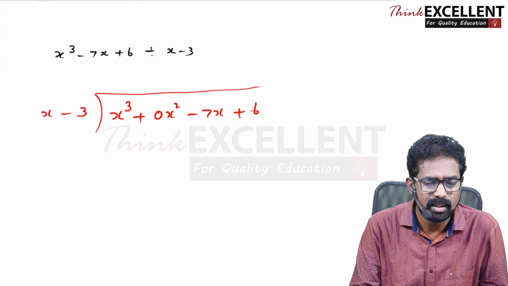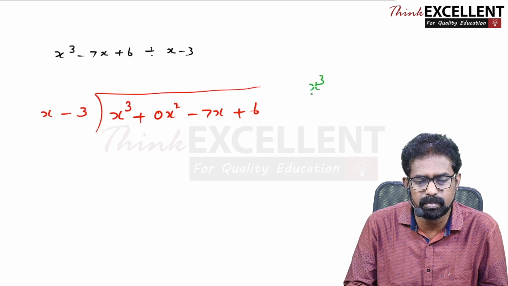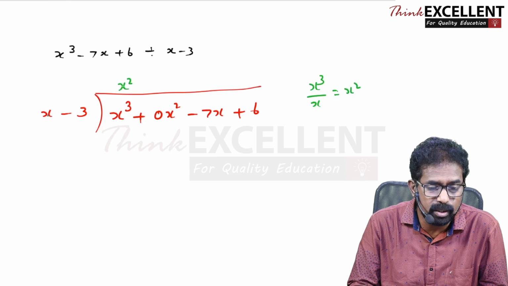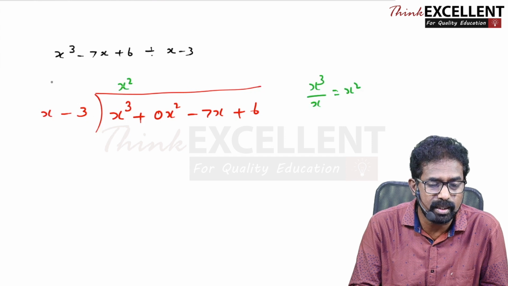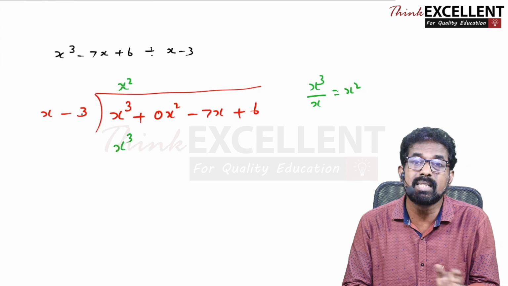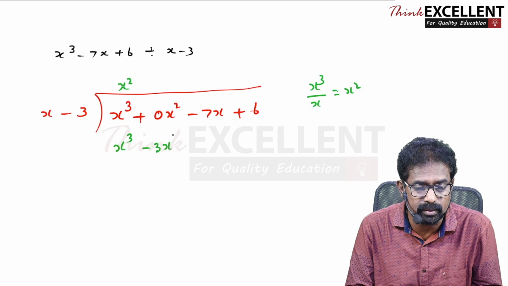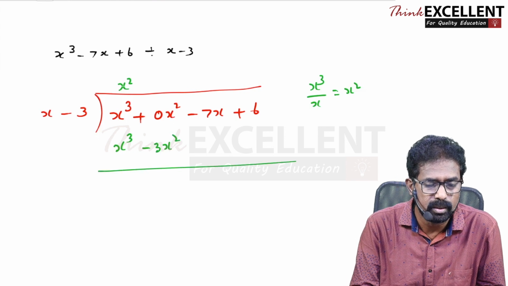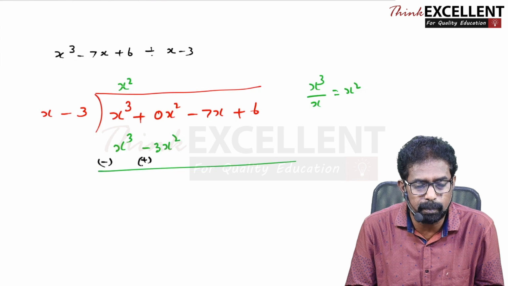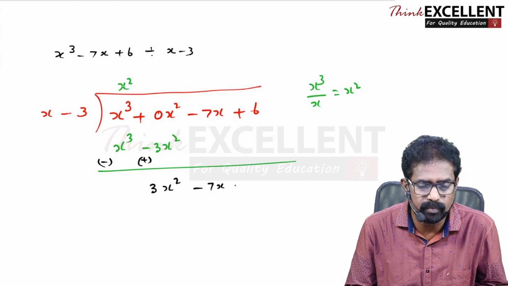Now listen, first term by first term, x cube by x. You will get x square, right? So x square. By that x square you multiply both the terms. x square into x, it is x cube. x square into minus 3, minus 3x square. You write just below that x square term. Minus 3x square. Now we have to subtract it. So you change the sign. x cube gets cancelled. 0x square plus 3x square, you are getting 3x square, right? Then minus 7x plus 6.